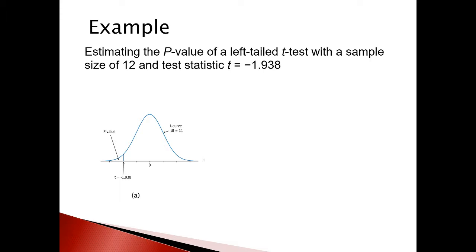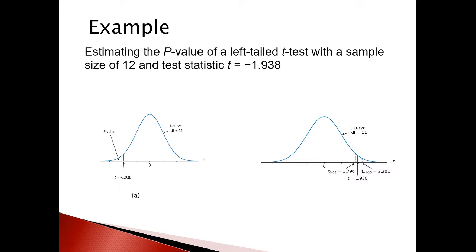And from figure A we see that the area lies left of negative 1.938, and we know that the t curve is symmetric about 0. So the area to the left of negative 1.938 equals the area to the right of 1.938, which can be estimated by the table in our textbook.